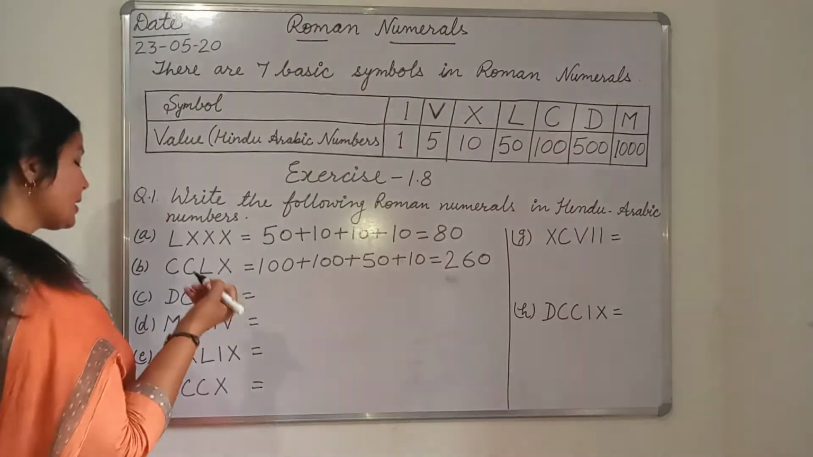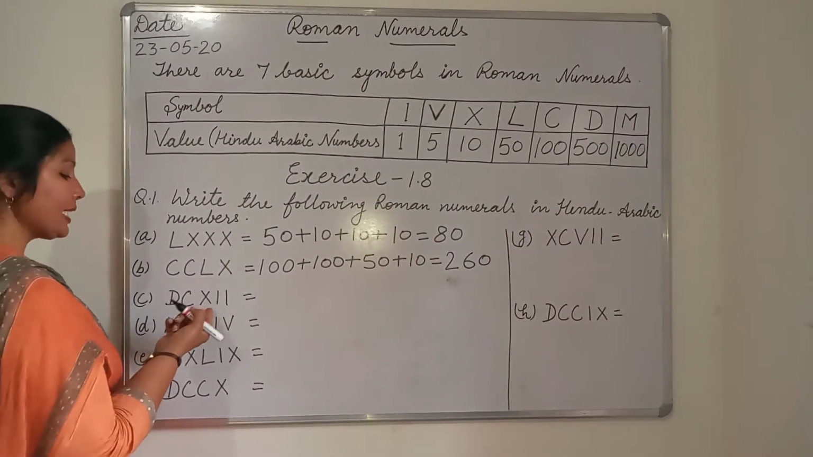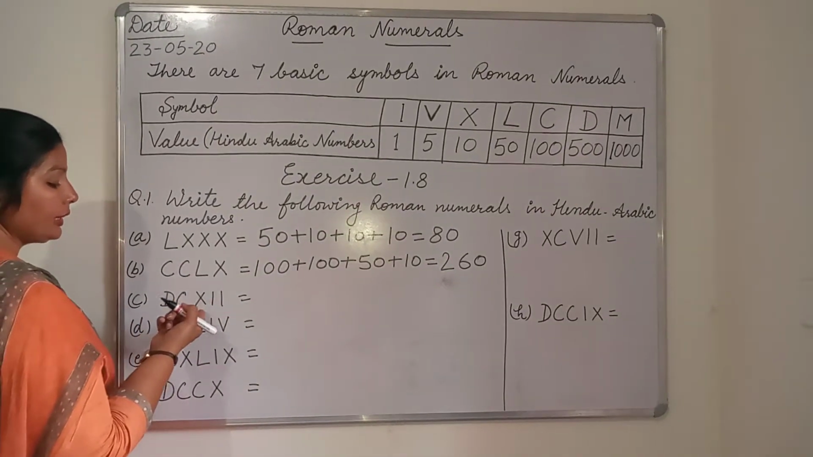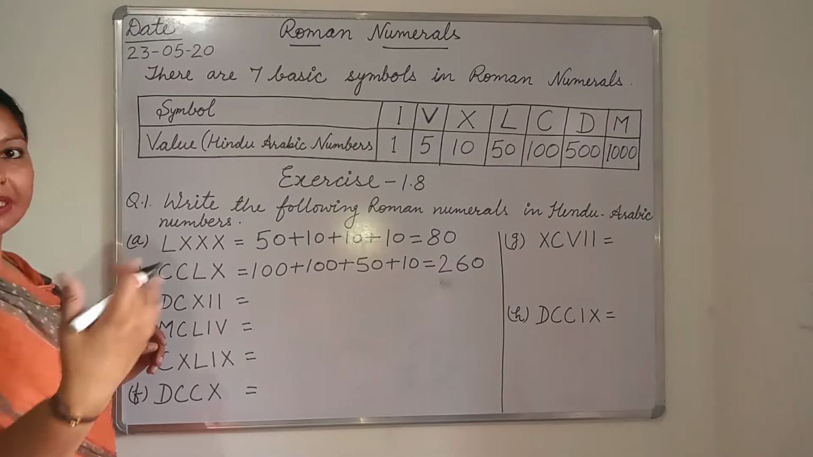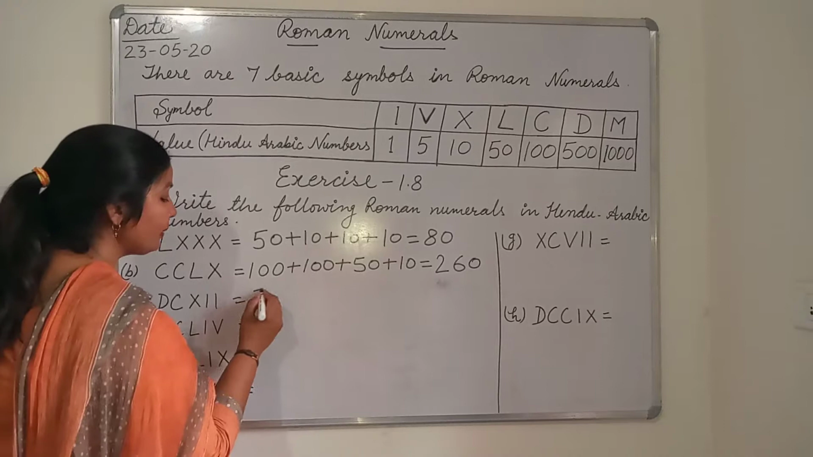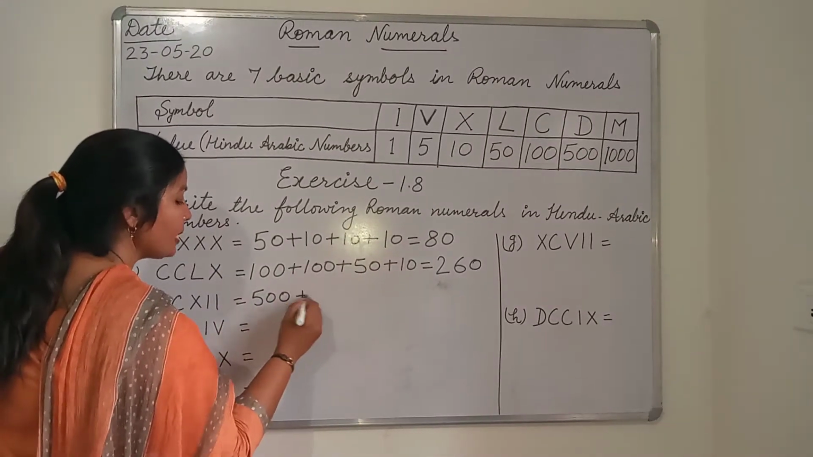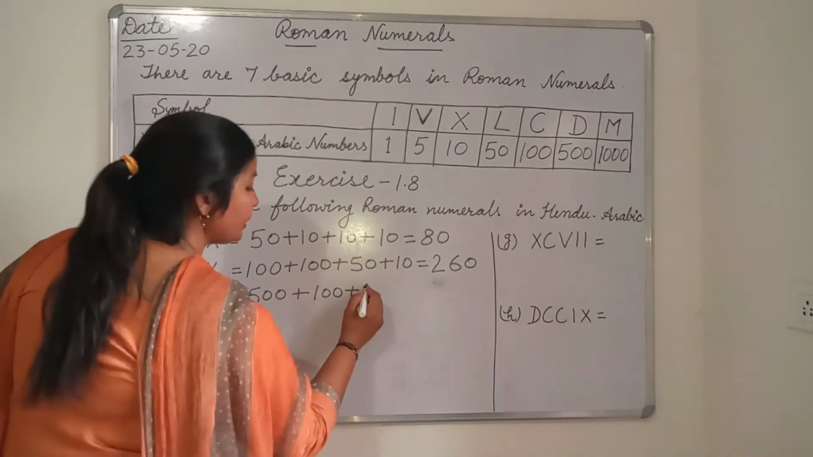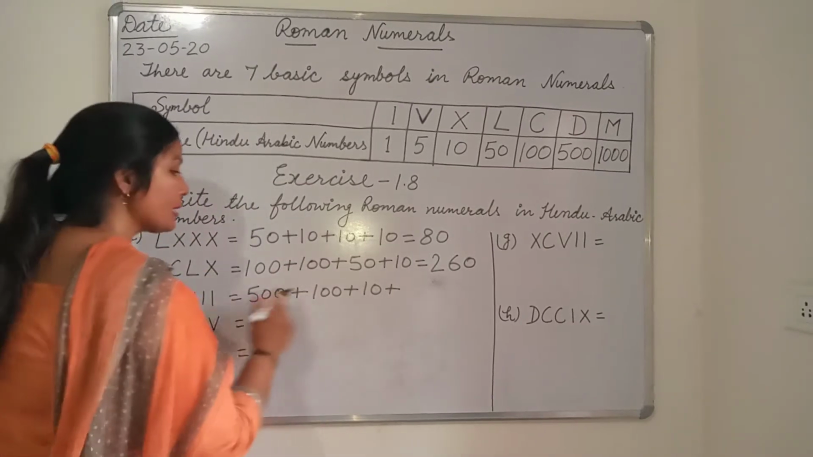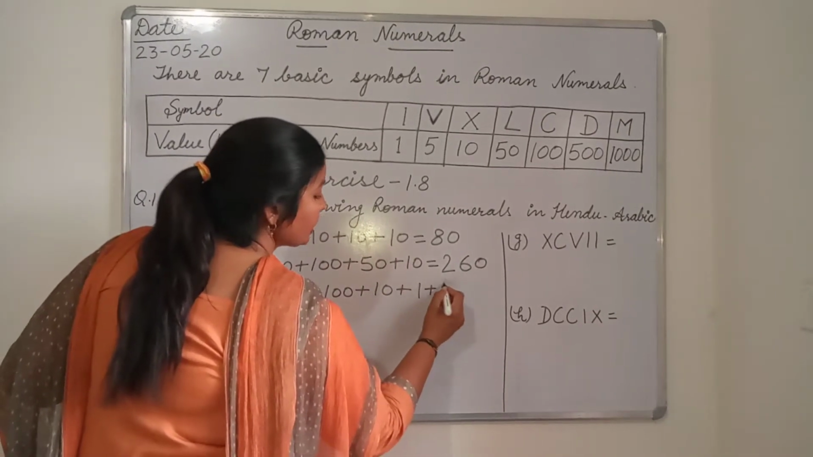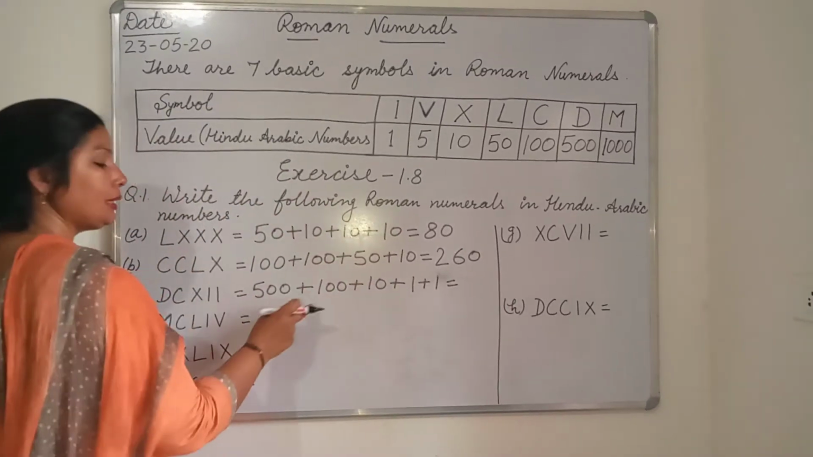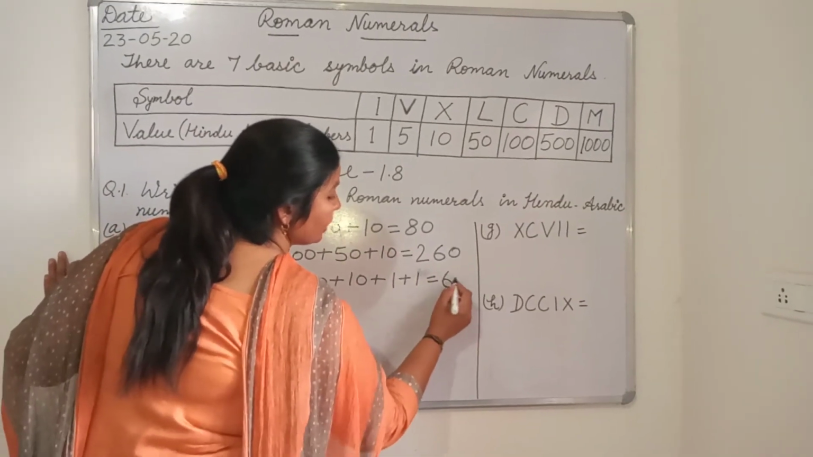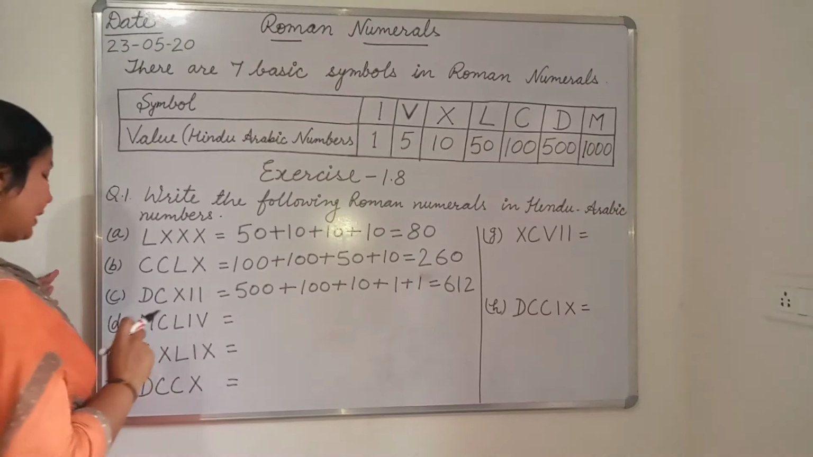Okay, next C part. D, C, X, I, I. All are big to smaller symbol. D 500, 100, 10, 1, 1. That means all will be in addition. So D means 500, then plus C means 100, plus X means 10, plus I means 1 and again I means 1. Now we add them. 500 plus 100, 600, plus 10, 610, 611, 612. 612 is your answer.